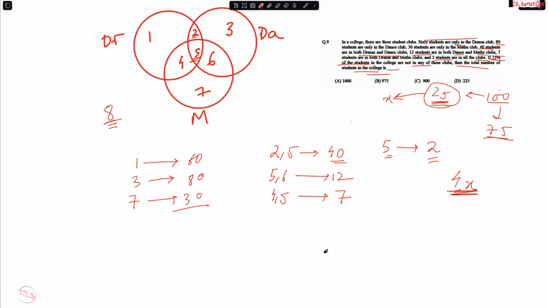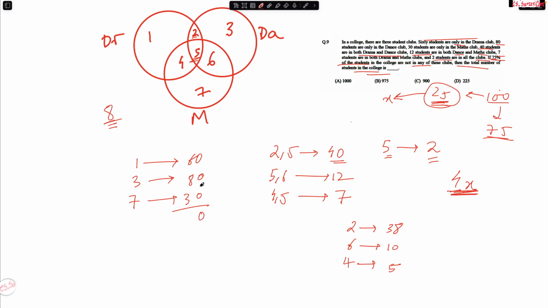Very simple. Let's do that. So the total number of students in region 2 is going to be equal to 38, because 40 minus 2 is going to give you 38. Now 6 is basically equal to 10, because 12 minus 2 is 10. 4 is going to be equal to your 7 minus 2, that is 5. Very good. Let's just add them together and we're going to get our x, right?